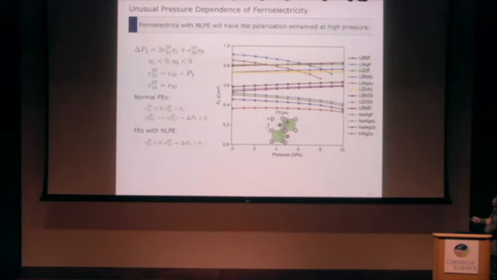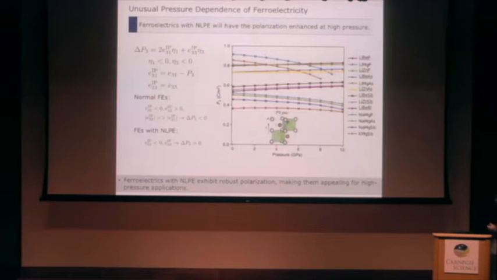What I show here is the polarization change as a function of hydrostatic pressure. As you can see, a lot of them, particularly the ABC ferroelectrics with negative E33, have polarization increasing with increasing hydrostatic pressure. So this makes them very appealing for high-pressure applications.